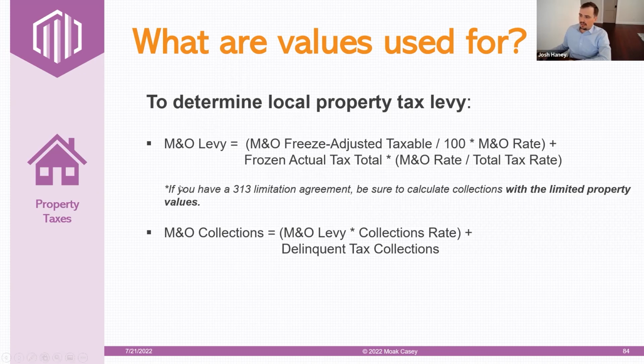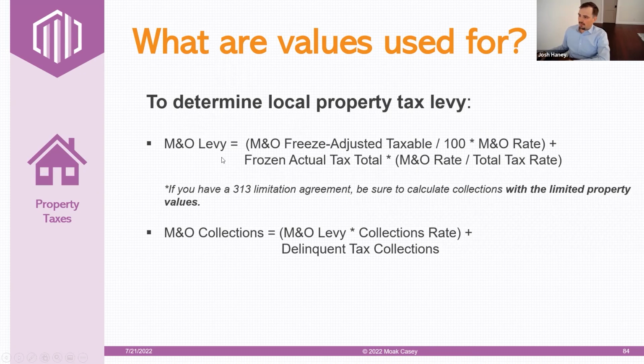Okay, again, if you have a 313, make sure to get the M&O value for M&O collections and the INS value for INS collections, because 313s cause a difference between the M&O and INS values.